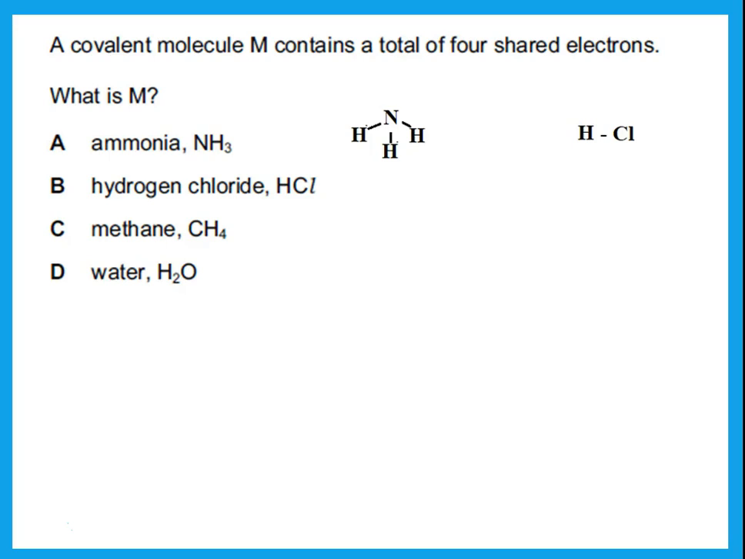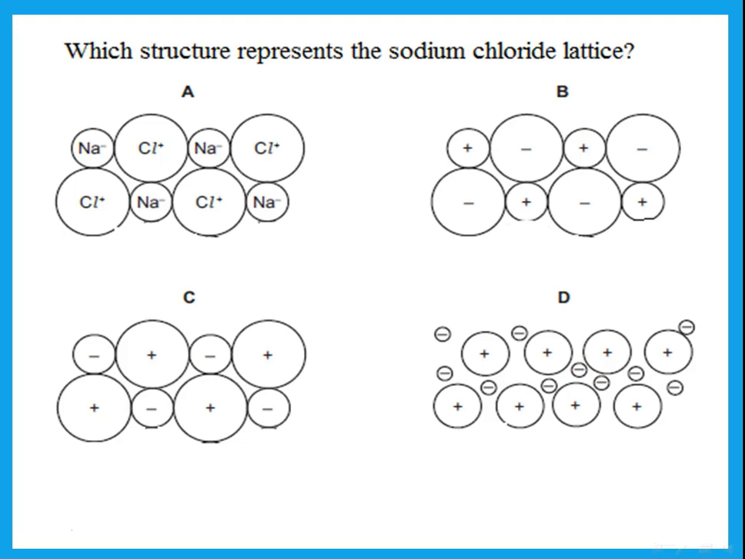What about HCl? I have only 1 bond, single covalent bond, so I have 1 pair. 1 pair is just 2 electrons. Okay, methane has 4 pairs of electrons, so that means we have 8 shared electrons. What about water? Water has 2 single covalent bonds. Each of them is made up of 2 electrons, so this has a total of 4 shared electrons. Do we understand that?